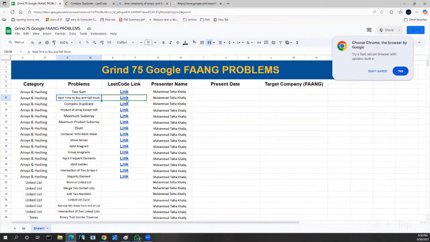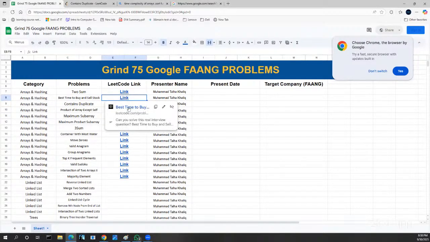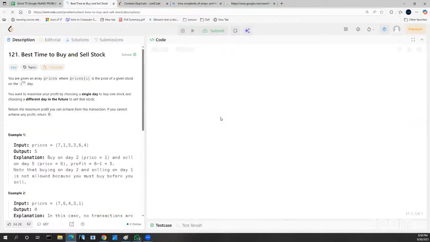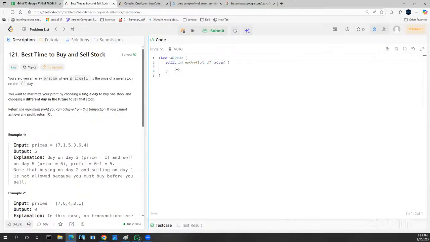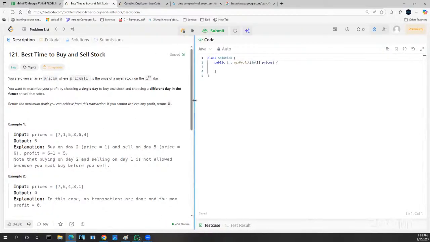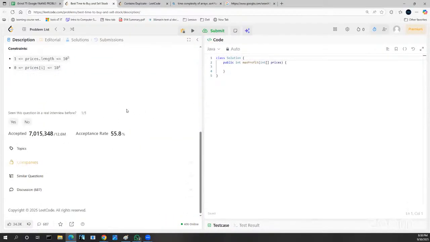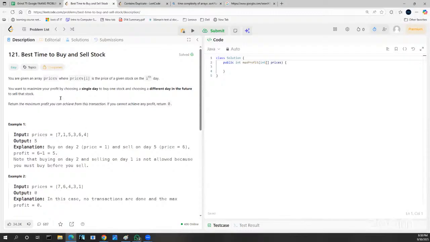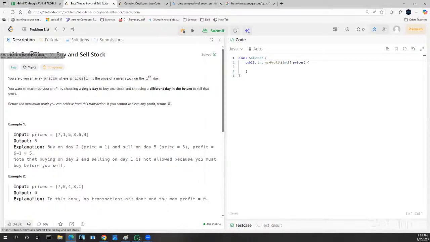Best time to buy and sell stock. Okay, we have a question here. My approach might be a little bit advanced, and if we can't cover this in this session, we can continue in the next session and explain it further. The question is, find the best time to buy and sell the stock.